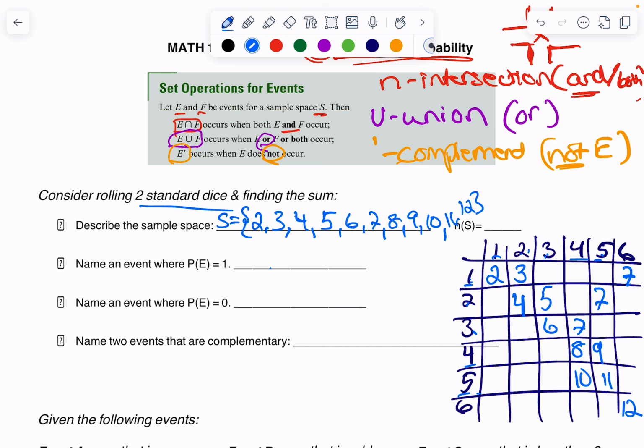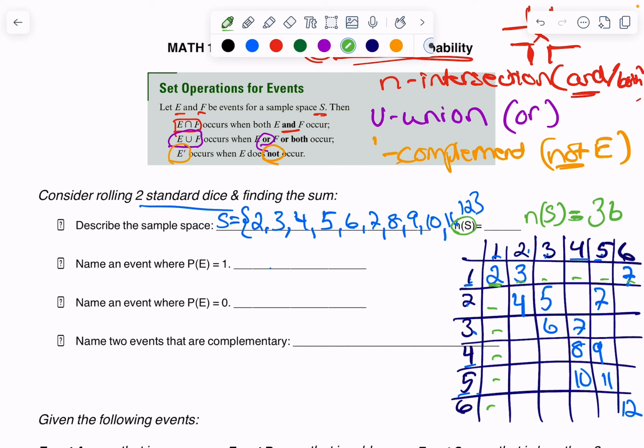Now, this right here is asking how many possible outcomes are there. So if we count, we've got 1, 2, 3, 4, 5, 6 columns, and we've got 1, 2, 3, 4, 5, 6 rows. 6 times 6 is 36.